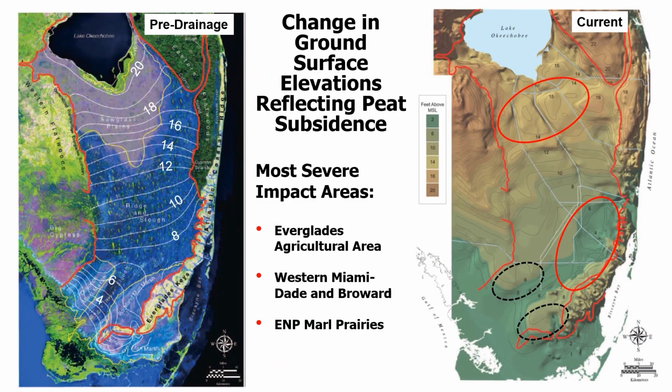This figure compares the higher estimated pre-drainage ground elevations resulting from thousands of years of peat accretion with the current ground surface elevations that reflect a loss of peat soils due to lowered water levels and hydroperiods, as well as adjacent development impacts. Note that the major changes occur in the areas where there's been peat loss inside the Everglades Agricultural Area, on the western side of Dade and Broward counties, and along the Marl Prairies south of Tamiami Trail.